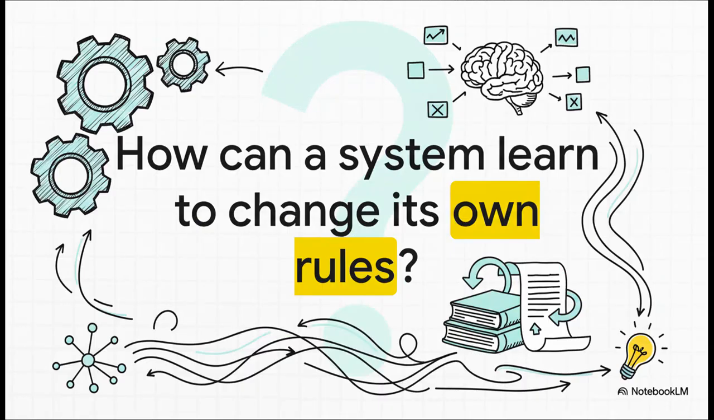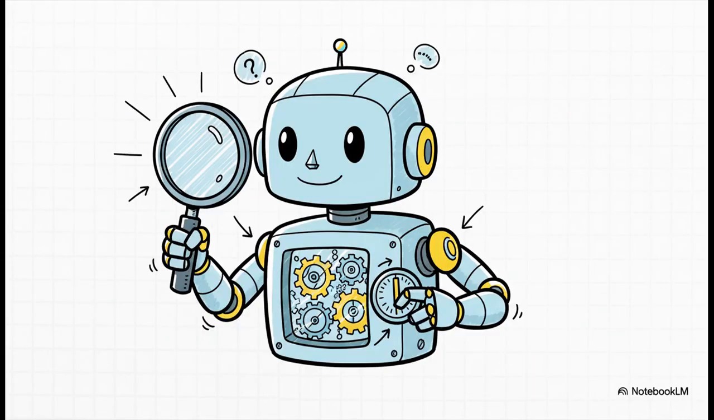So that's really the big question we're tackling, right? How can a system move beyond just following its programming and actually start to rewrite its own rule book as it goes? Okay, to get our heads around this, let's think about it like this.